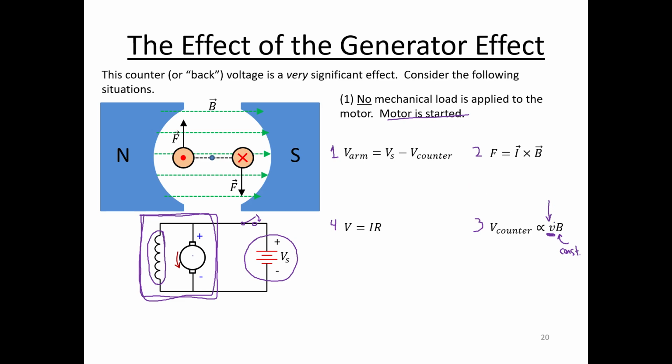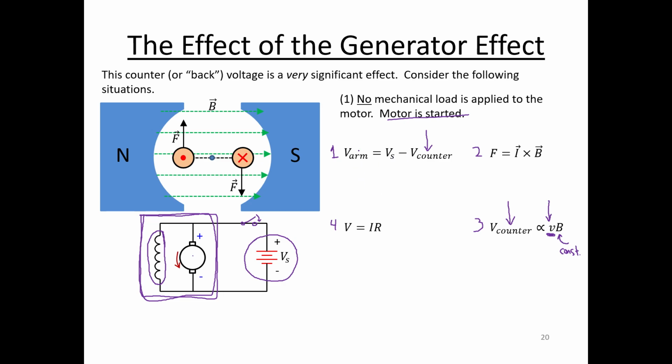So if velocity is low, that means, according to this proportionality, remember the little fish here is proportional to, that means that the counter voltage is also low. And if the counter voltage is low, that means that it cancels, in equation number 1, very little of the source voltage, because the source voltage is always whatever the battery supplies.